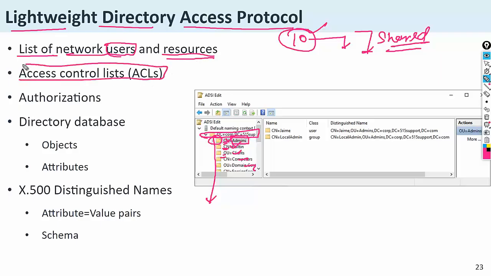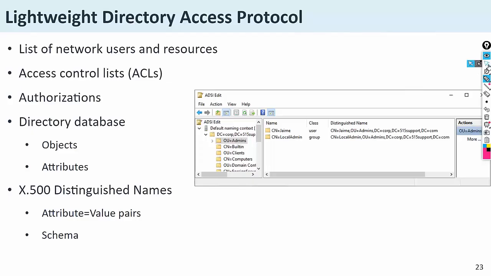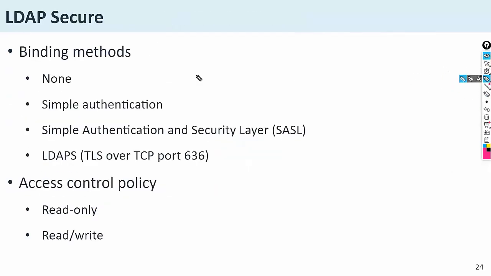Another is an access control list, which defines what can be accessed and what can be controlled. That is authorization. The directory is based on objects and attributes, and similar to X.500 it provides names like CN equals Bravo Jammy, OU equals admins, DC equals corporation, DC equals com. All these things can be shared like this. LDAP generally works unsecured, but it can be made secure using some methods.